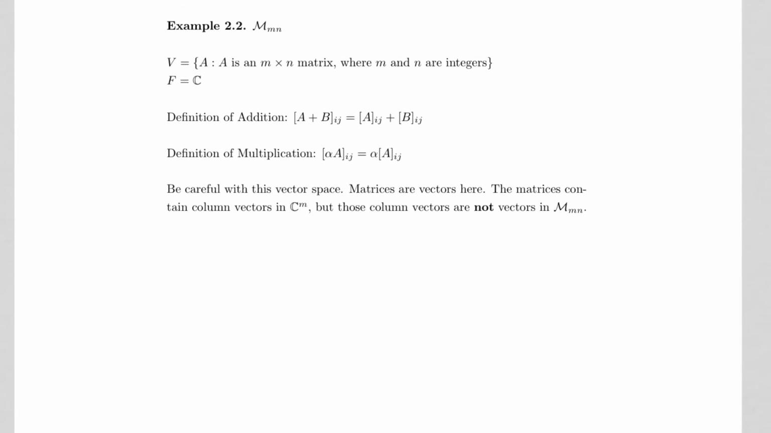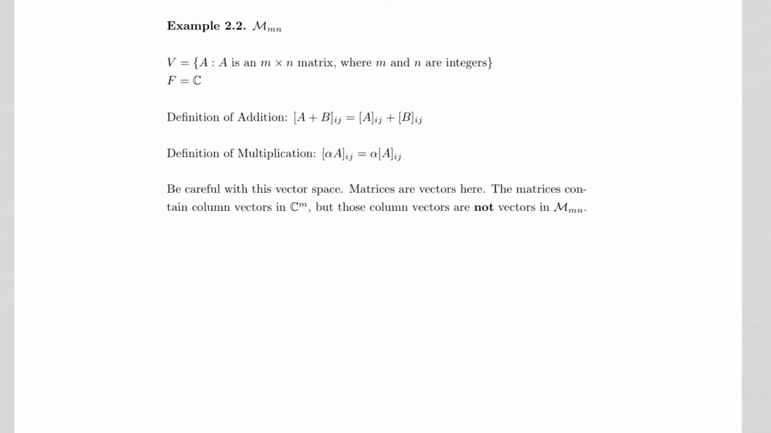Another important vector space that we haven't seen yet, but we will see a lot going forward, we write with a capital M and a subscript mn, and this is the vector space of m by n matrices. So we read this as M m n. V is the set of matrices A such that A is an m by n matrix, where m and n are integers, and F is the complex numbers as usual.